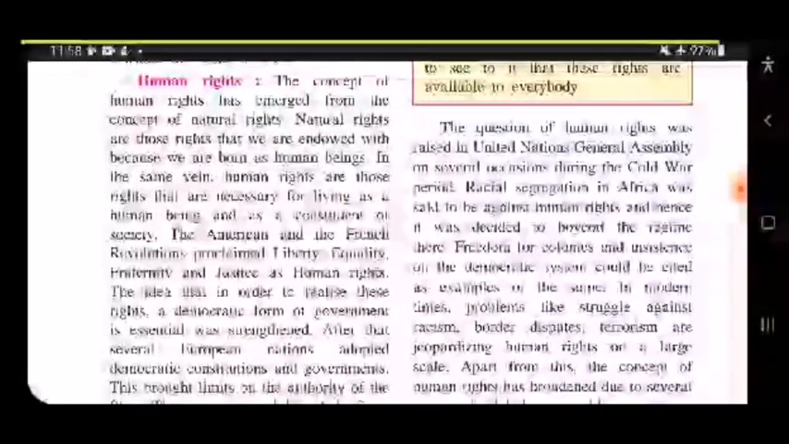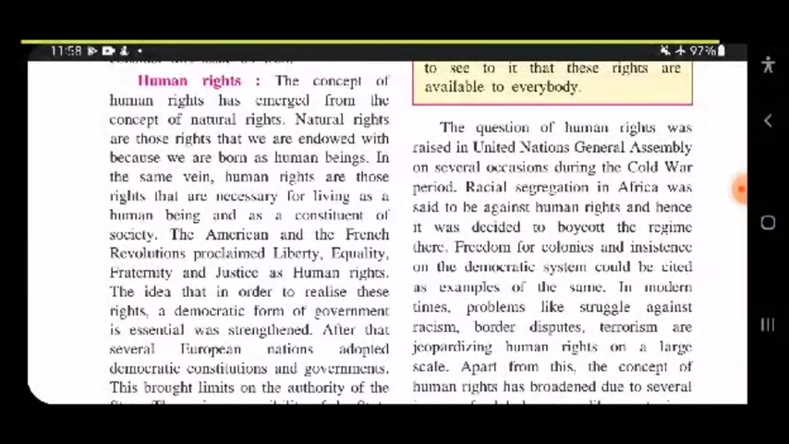human rights. The concept of human rights has emerged from the concept of natural rights. Natural rights are those rights that we are endowed with because we are born as human beings. Just as I told you, each and every person needs to have these rights. In the same vein, human rights are those rights that are necessary for living as a human being and as a constituent of society. We are living in a society, so we require all these rights.